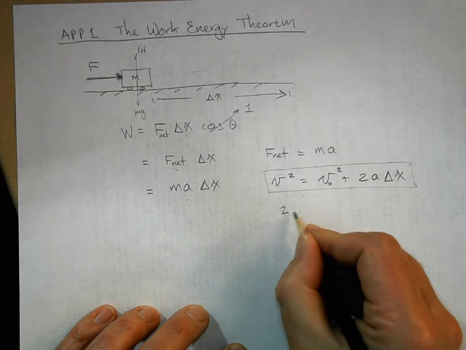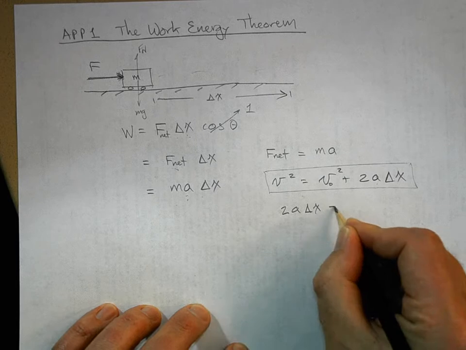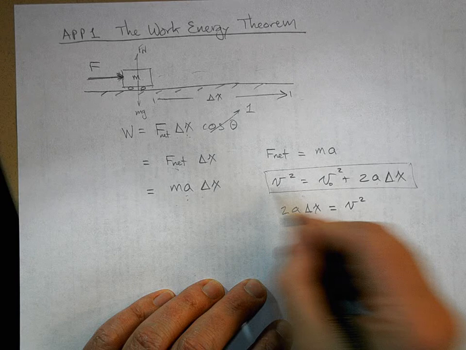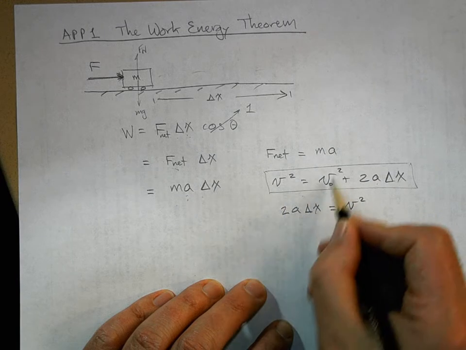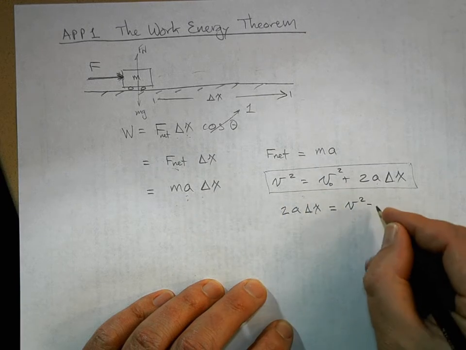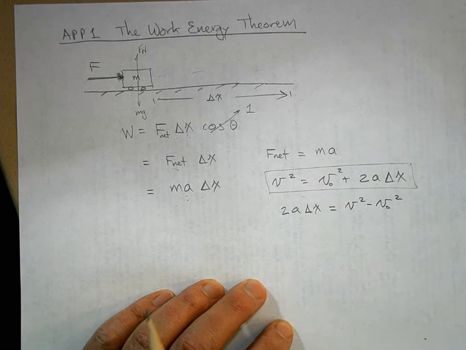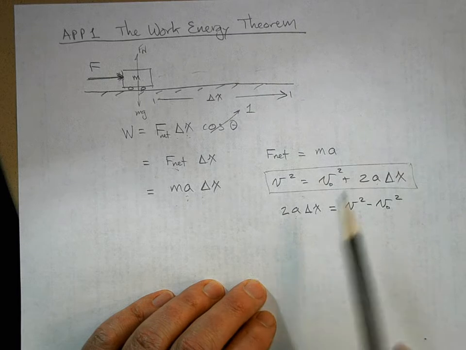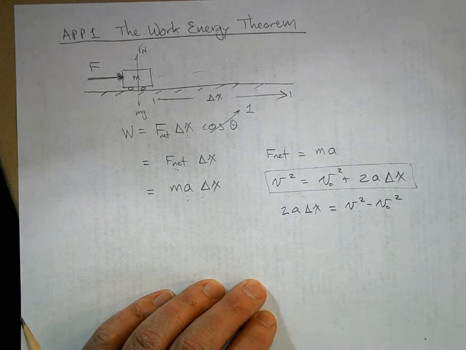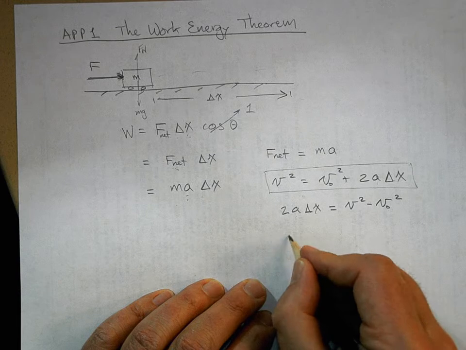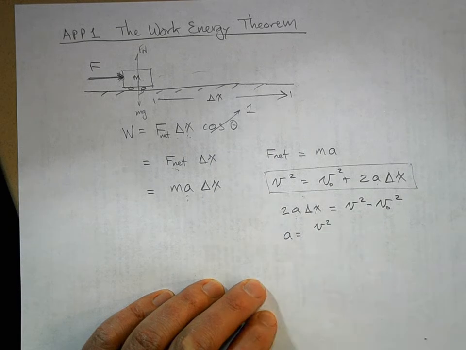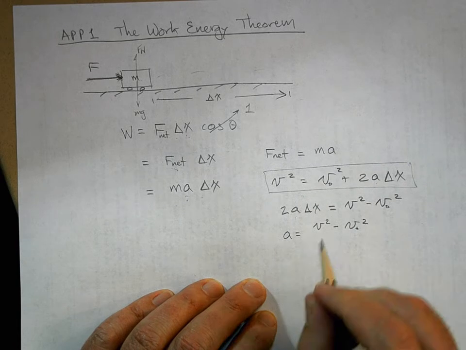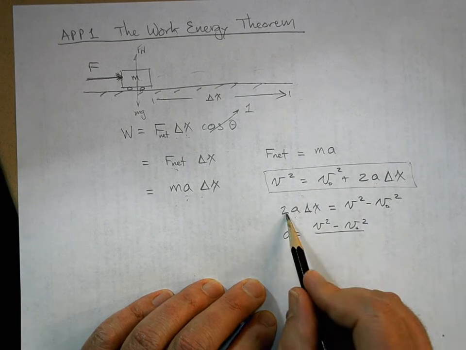So 2a delta x is equal to, what have I got here? I got v squared on this side, and then I subtract v naught squared from both sides. So that's what I'm doing. Ooh, I'm getting close. I want to get acceleration by itself, so I can substitute it in there. So I'm just going to solve for a. A is equal to the final velocity squared minus the initial velocity squared, divided by 2 delta x.